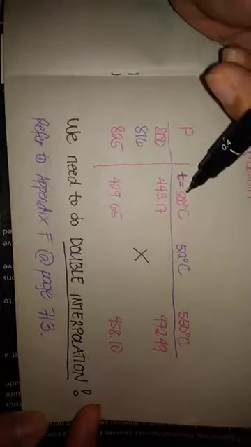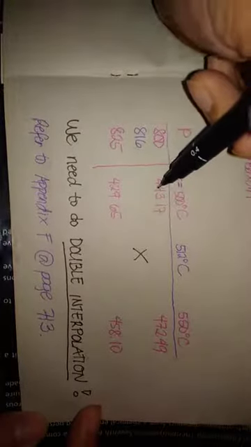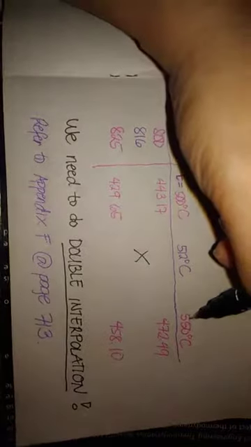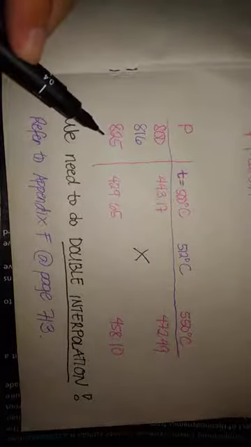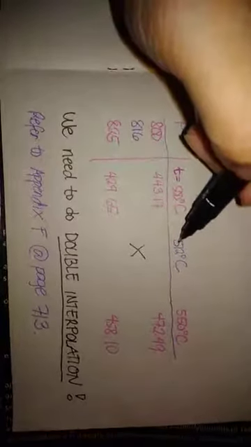For 800 kPa pressure and 500 degrees Celsius, this is the value of its specific volume. For 825 kPa pressure and 500 degrees Celsius, this is the value of its specific volume. For 800 kPa and 550 degrees Celsius, this is the value of the specific volume. Then for 825 kPa and 550 degrees Celsius, this is the value of its specific volume. But what we are asked for is 816 kPa and 512 degrees Celsius. So this is the unknown x.